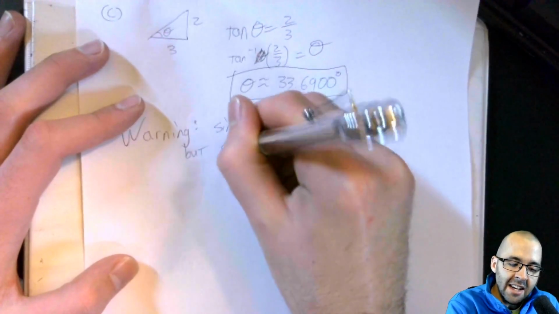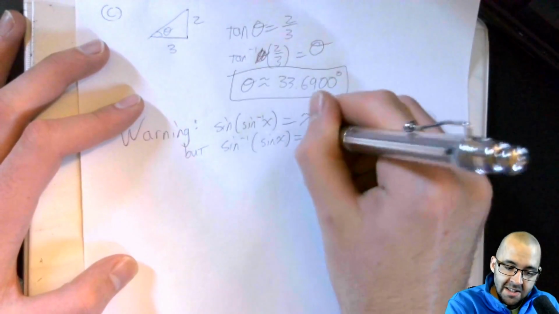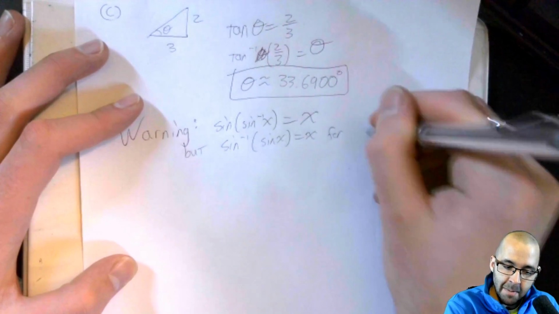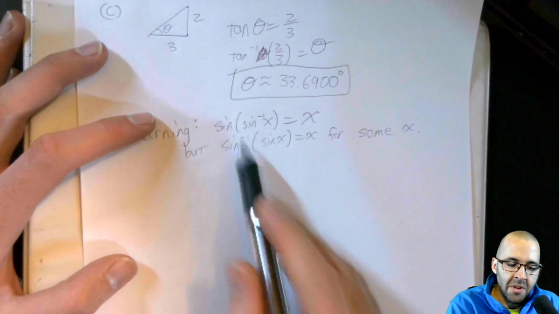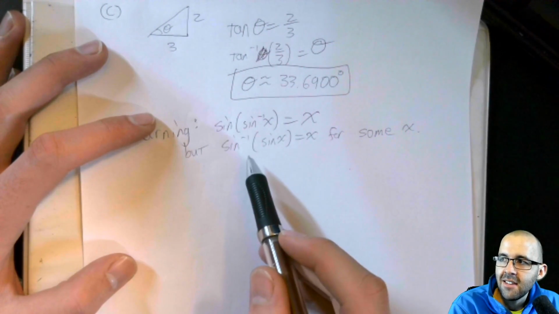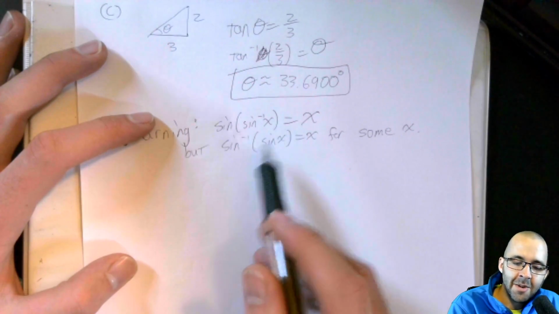But sine inverse of sine of x is not always equal to x. It's only equal to x for some x. So you have to be a little careful with simplifying stuff like this. All right. So let's get into it.